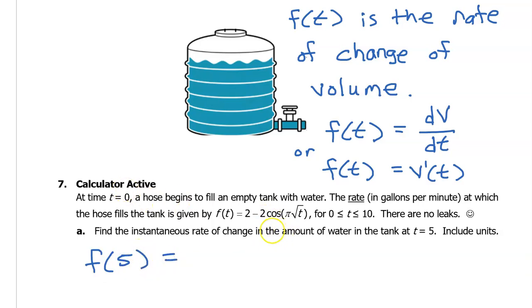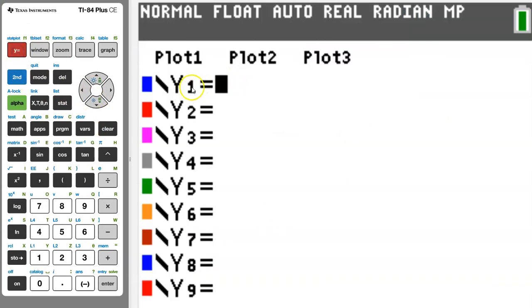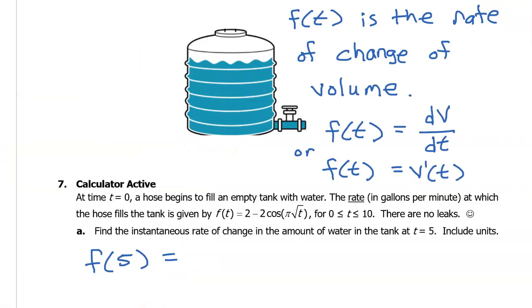This is calculator active, so let's go ahead and put this equation into our calculator. Hit the y equals button. I will usually put the original function on y1, a rate on y2, and the second derivative on y3. I'm not sure what to do with f of t because they've written it like the original function, but I know it's a rate. It's really like V prime. I'm going to put it on y2. It doesn't really matter. It just helps me keep track.